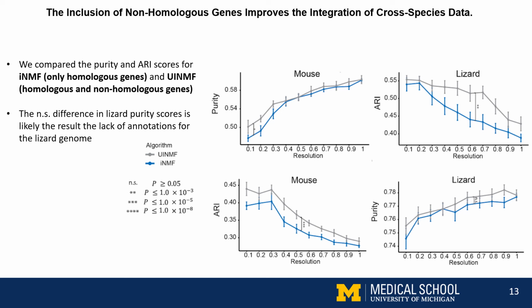Lastly, we wish to compare the purity and ARI scores for INMF, which uses only homologous genes, and UINMF, which is able to use both the homologous and the non-homologous genes. We used both the originally published mouse and lizard labels as ground truth, and we looked at the algorithm's performance across a variety of Louvain resolutions. You can see that we were able to achieve statistically significant improvement in all but the lizard purity measures, and we believe that this is likely the result of the lack of annotations for the lizard genome. If you recall, we were only able to include an additional 166 genes for the lizard, and we believe this to be the reason for the non-significant result for the lizard genome.